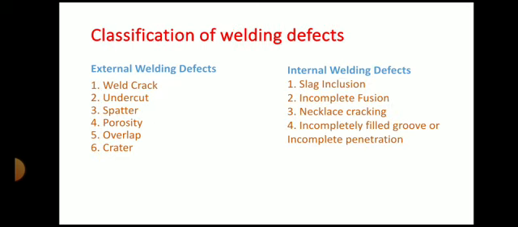Now the classification of welding defect. You can classify the welding defect in two categories, that is external welding defect and internal welding defect. Now the external welding defects are weld crack, undercut, spatter, porosity, overlap, crater. Whereas internal welding defects are slag inclusion, incomplete fusion, necklace cracking, incomplete penetration. Now we will see these defects in detail.